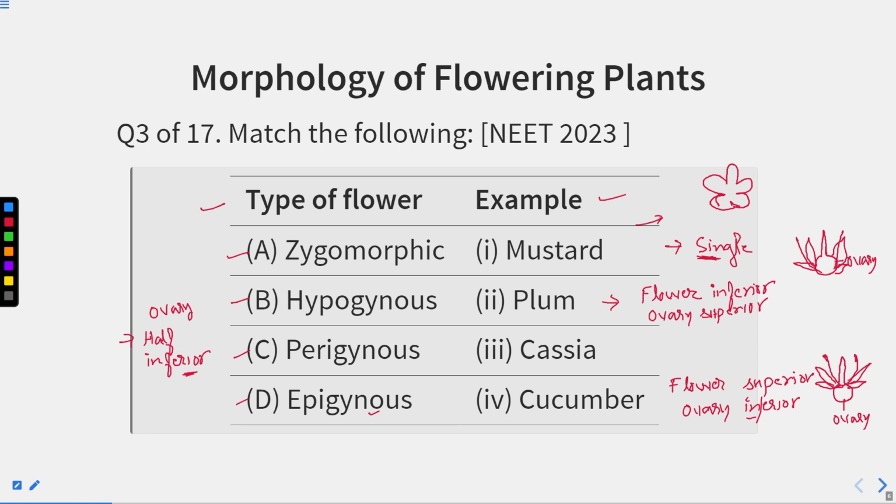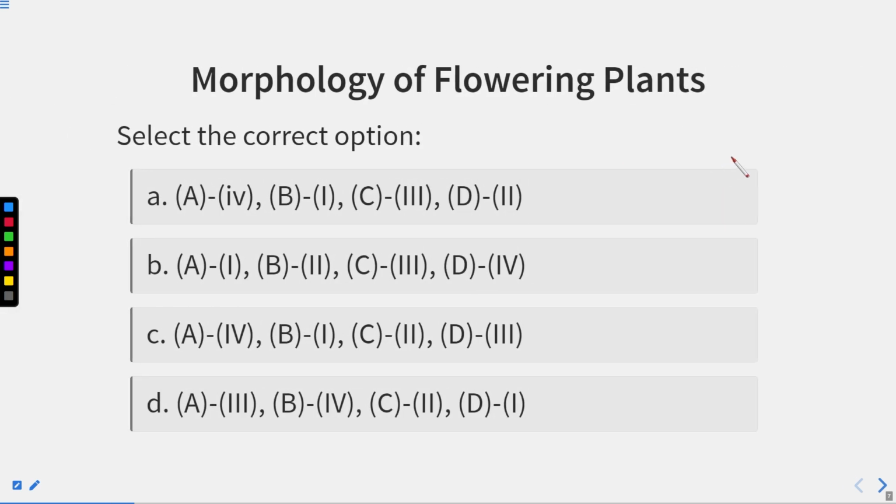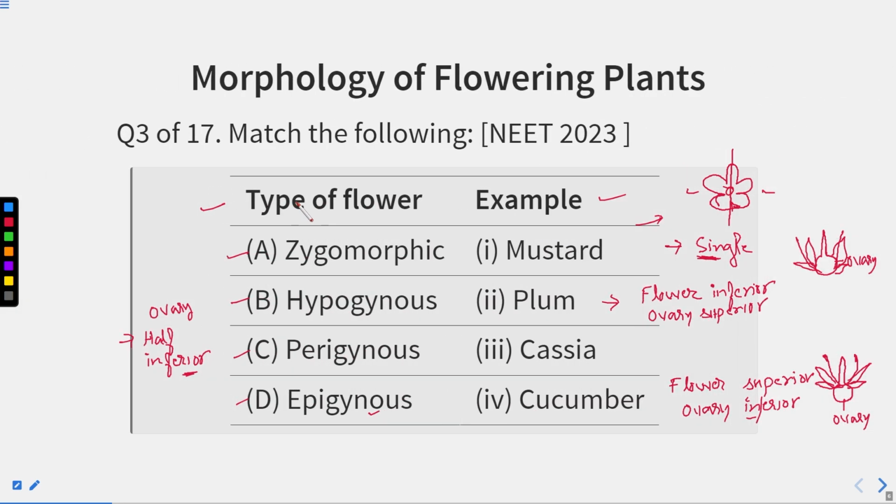Okay, this is a very rough diagram. You can divide this flower into two halves in just one plane. This is one half, this is another half. Now what should be the answer here? Again, you can have a look at the options here.